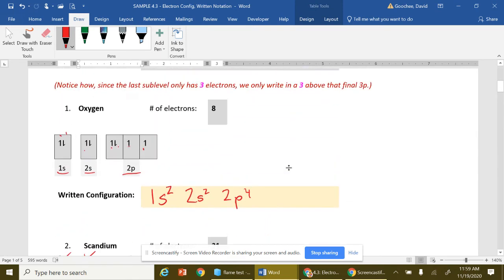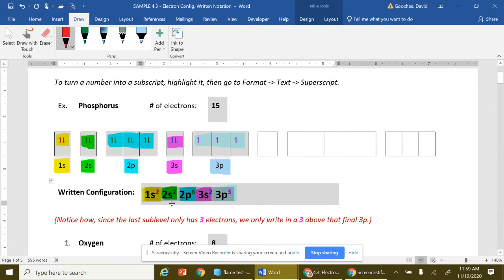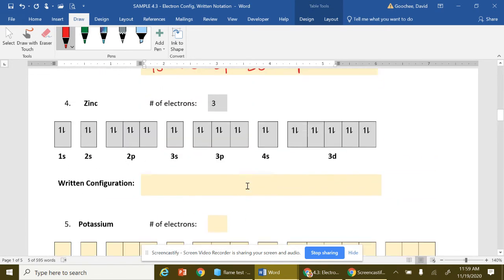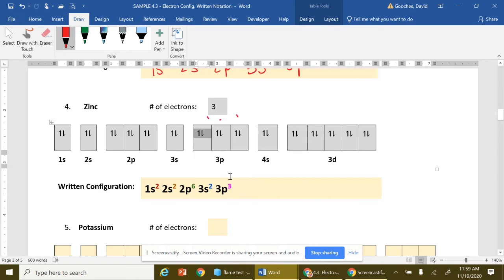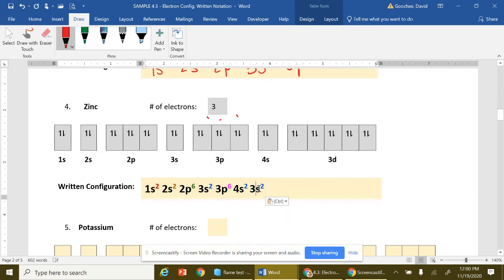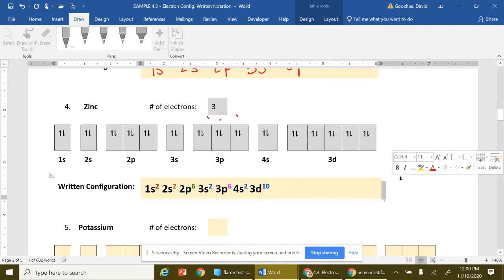Something else you can do to help yourself out is copy the text of a full configuration that's written somewhere else and paste it in. You can paste it in and fill in the blank. So let me try it this way. We got 1s2, then 2s2, then 2p6, then 3s2, then 3p6, then 4s2. So I'm just going to copy this one here. Then 4s2, then 3d10. I'm just going to copy one of these and paste it. See if I can do this correctly. All right, 3d10. There we go. That is the configuration.